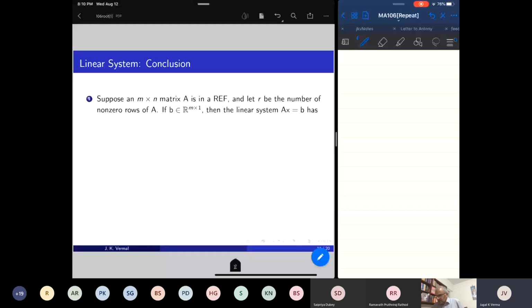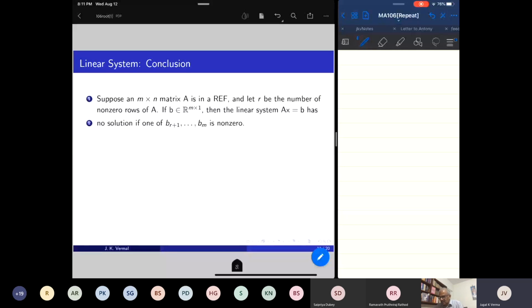In the row echelon form, if r is the number of non-zero rows and if b is the column vector on the right in the system of linear equations, then this linear system Ax equal to b has no solution if one of b_{r+1}, ..., b_m is non-zero. The zero rows are at the bottom of a matrix in row echelon form, and the quantities b_{r+1}, b_{r+2}, ..., b_m all of them should be 0 if the system has a solution.